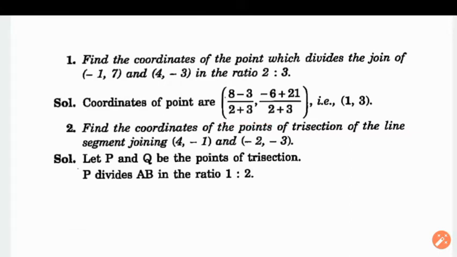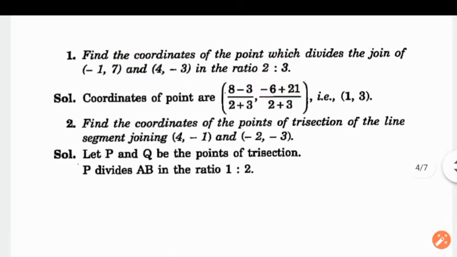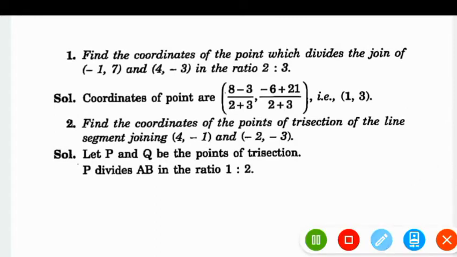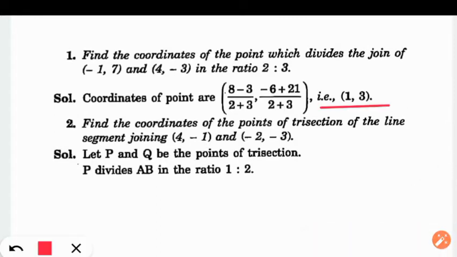Now how to find the y part of P? What was the formula? m y2. Here m is 2 and y2 is -3. So 2 into -3 gives you -6, plus n y1. n is 3 and y1 is 7. So 3 into 7 gives you 21, divided by the sum of ratio. So after simplification we will have (1, 3). So that is the point.